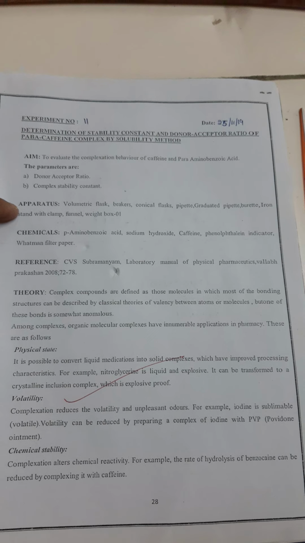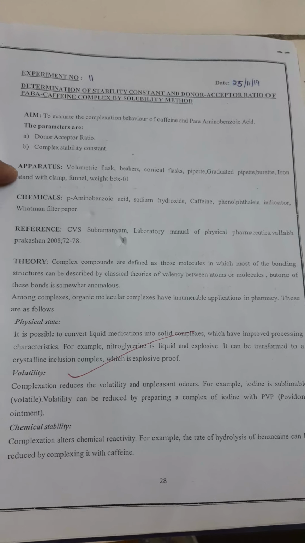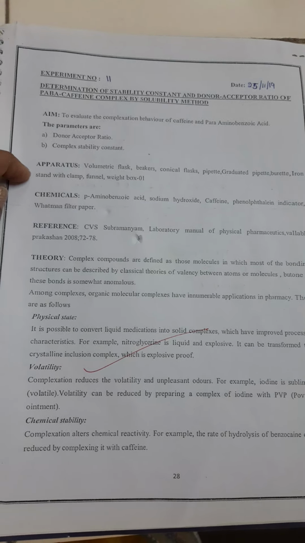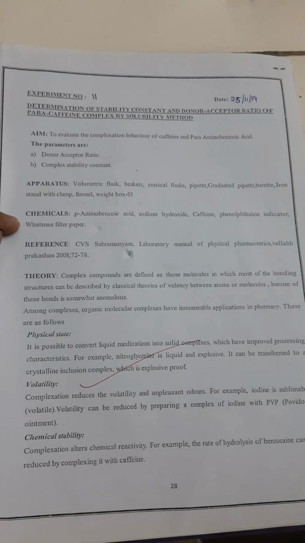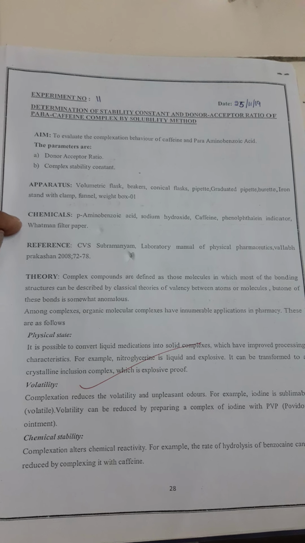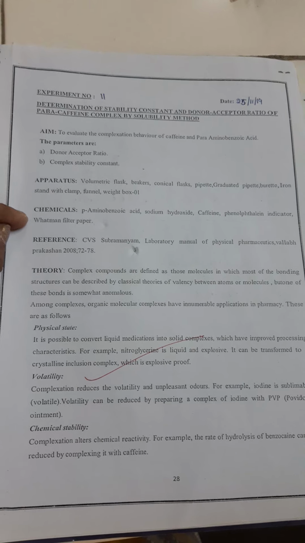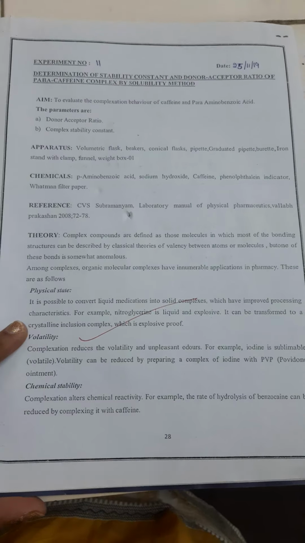Volumetric flask, beakers, conical flask, pipette, graduated pipette, burette, iron stand with the clamp, funnel as well as weighing machine. Right? Chemicals required are para-aminobenzoic acid, sodium hydroxide, caffeine, phenolphthalein indicator as well as Whatman filter paper. As I said, what are the advantages as well as the disadvantages of the complexation? It will be helpful in the applications we already discussed in the theory.